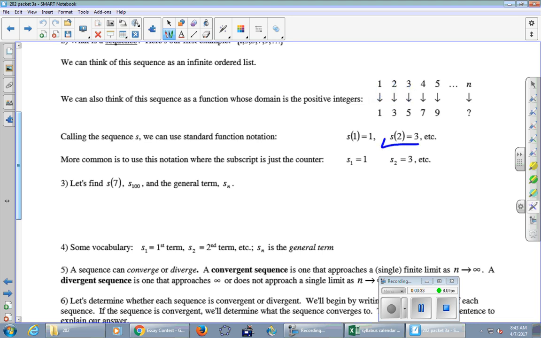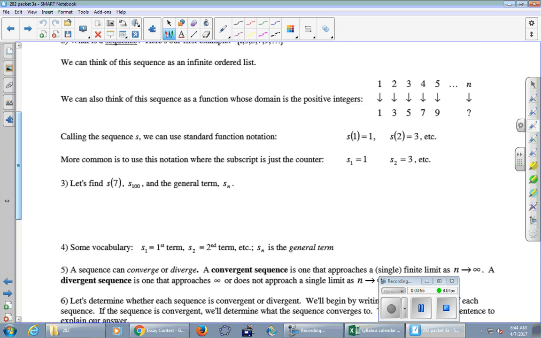So for example, s of 2 is 3, right? F is like our standard function notation. We'll use s for sequence. S of 2 gets mapped to 3. More common than the function notation is to use subscript notation, where the little subscript is just asking you which numbered term in the sequence are we referencing.